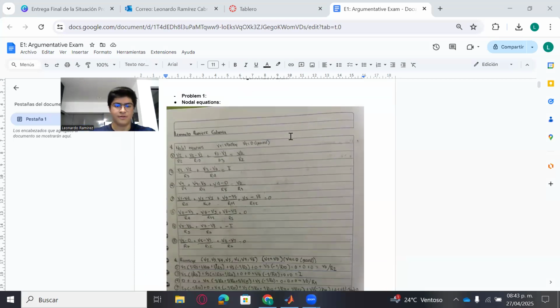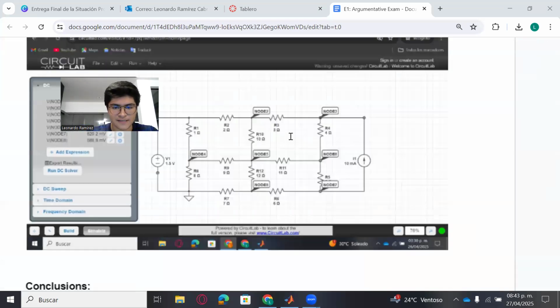Let me set my chrono so that I don't miss out on time, and let me share my screen. So here we are. Okay, so for problem number one, we have this circuit right here.